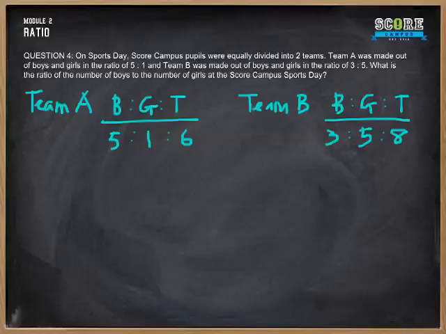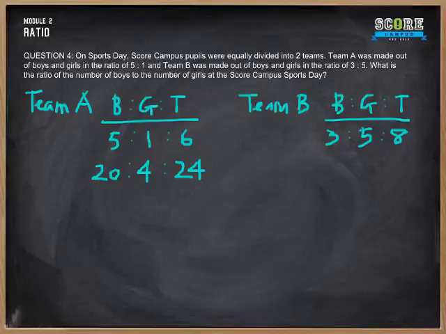Now, to make both totals the same using their common multiple, the lowest common multiple, in this case is going to be 24. So how do you get from 6 to 24? You multiply by 4. So when you multiply 6 by 4 you get 24. Then you multiply 1 by 4, you get 4. Then you multiply 5 times 4 and you get 20.